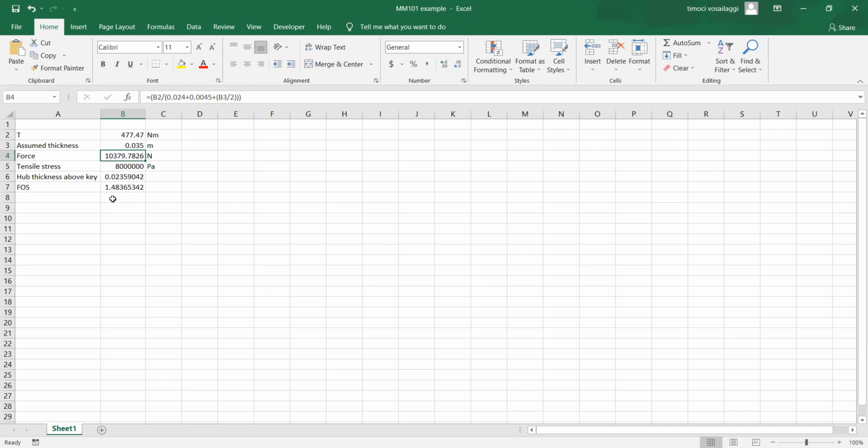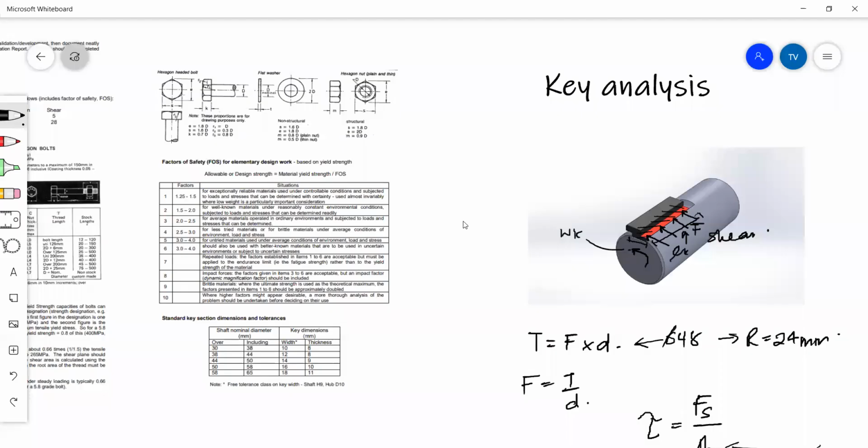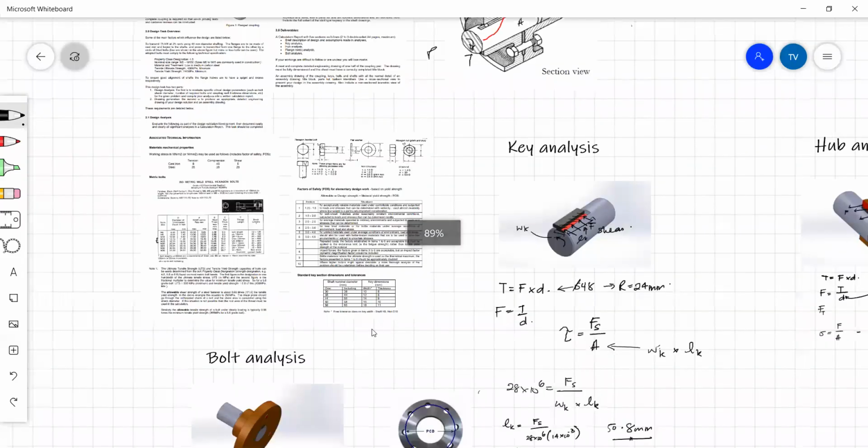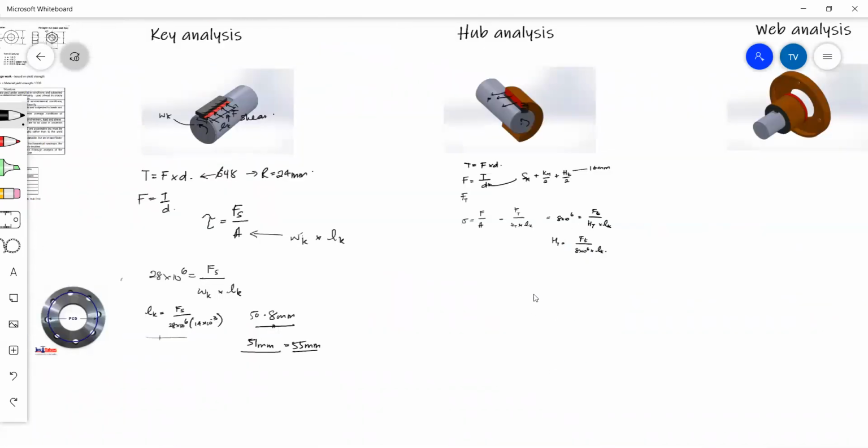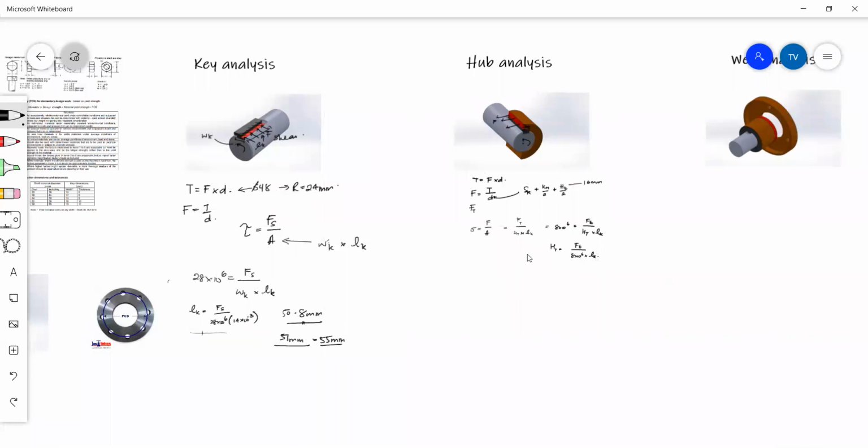All right. The calculation for the factor of safety is just your yield stress divided by the force, which is then divided by the assumed thickness times your key length. You could do all those calculations by hand. That's fine. I just wanted to show you quickly why we have to keep doing different calculations, why we can't just stick with the first calculation that we do.